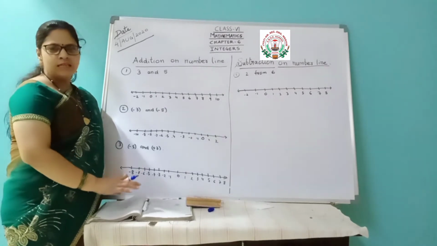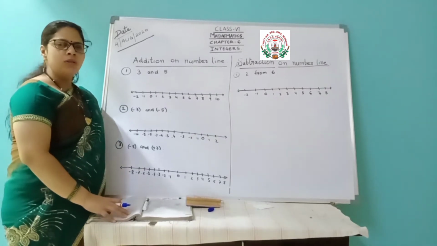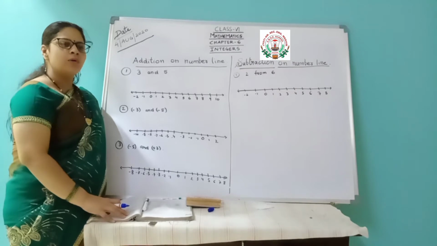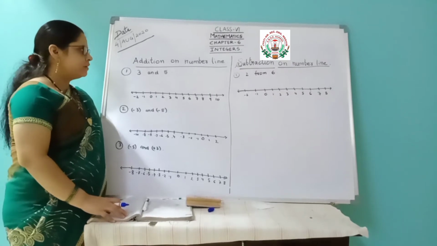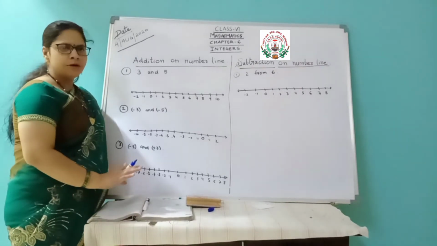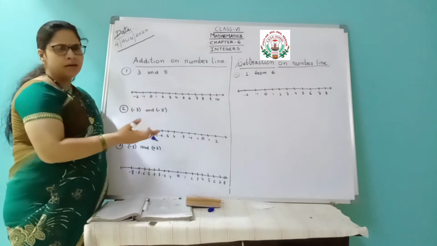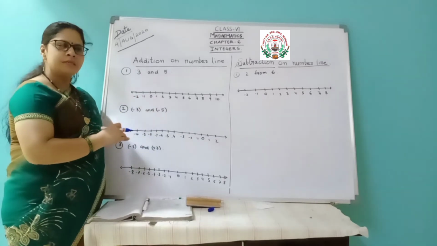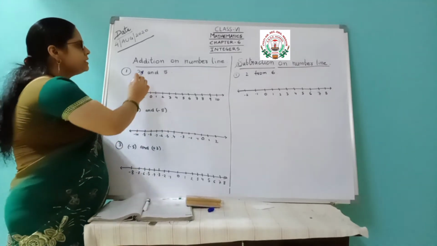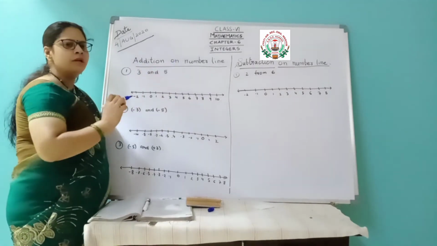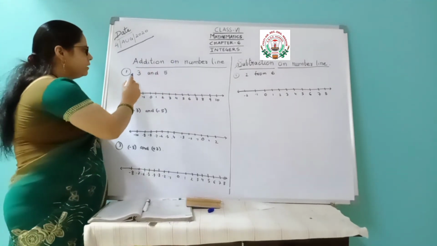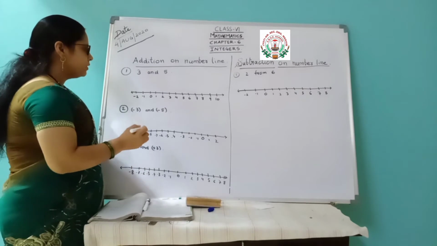Lastly, we have seen the number line. Now on that number line, we will see how to add and subtract. On the number line, I have already told you that right side numbers are greater and left side numbers are smaller. Now here is addition on the number line. How will you add 3 and 5? First we will go to 3.